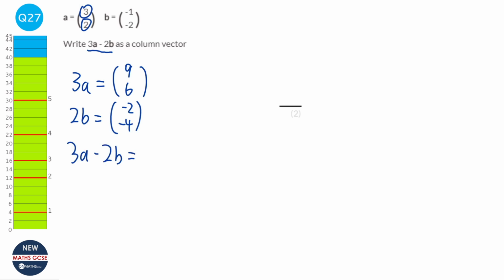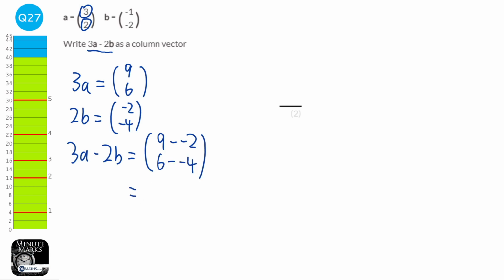is going to be 3a, which is 9 at the top, take away, and then the 2b, which is minus 2. And then the bottom will be 6, take away, minus 4. And so that's going to be 9 plus 2, which is 11. 6 plus 4, which is 10. So the vector is going to be 11 at the top, 10 at the bottom.